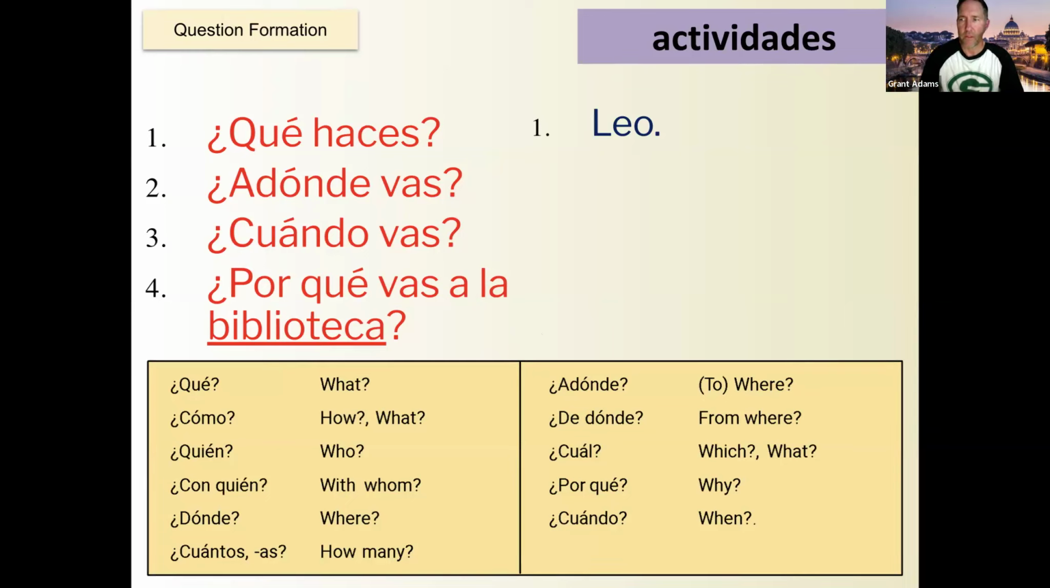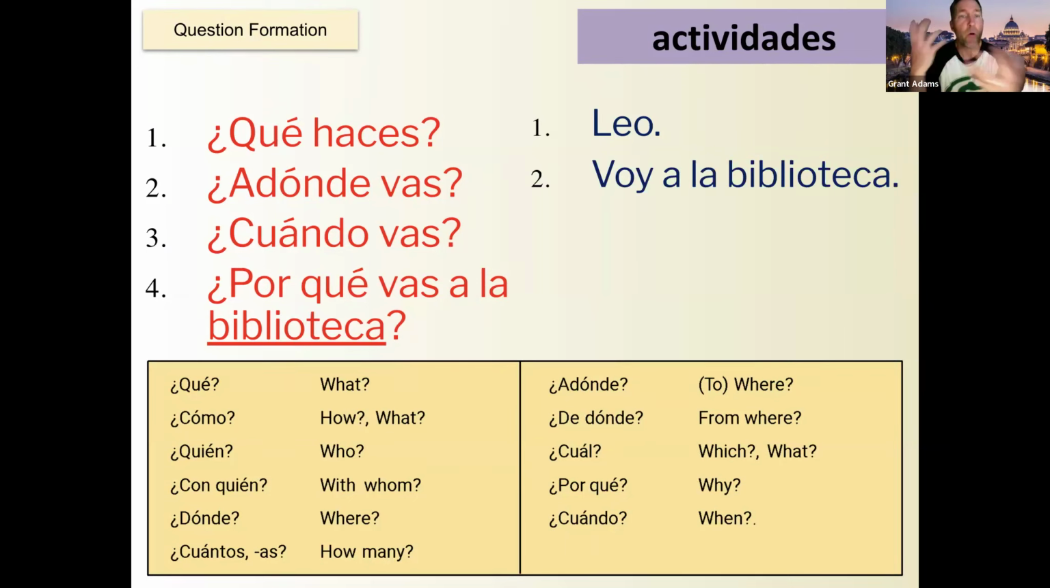Muy bien. Let's see some answers here. Yo, personalmente, let's try to get a complete sentence, Amanda. Let's do a complete sentence. Voy a la biblioteca. Voy a la biblioteca, ¿no?